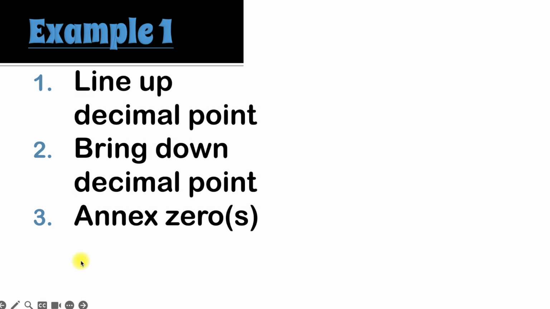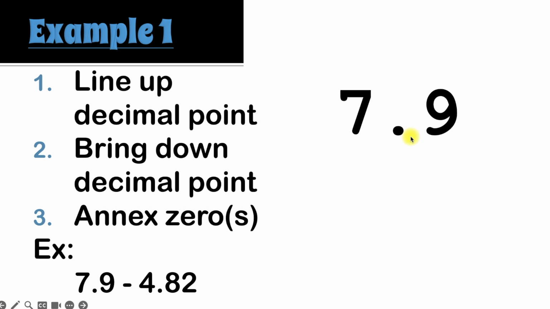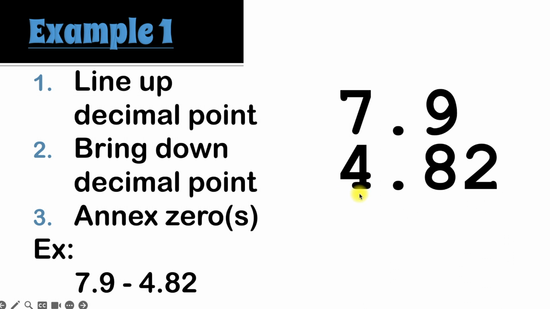So here's the actual example. Let's say we've got 7.9 minus 4.82. I'll start by writing in 7.9, and directly beneath it, we'll write 4.82. But we have to make sure that this decimal point is under this decimal point. So it should look like this. And now that our decimal points are lined up, we can start subtracting.